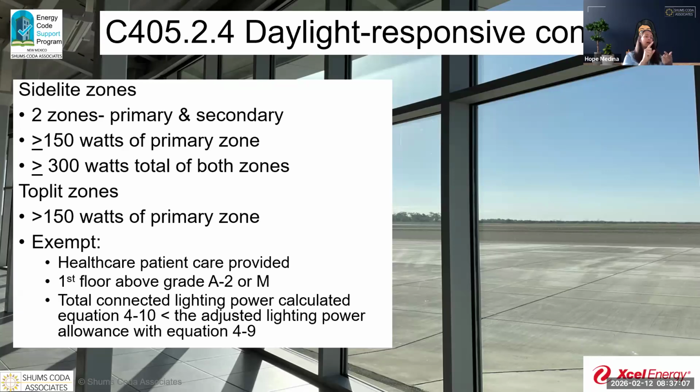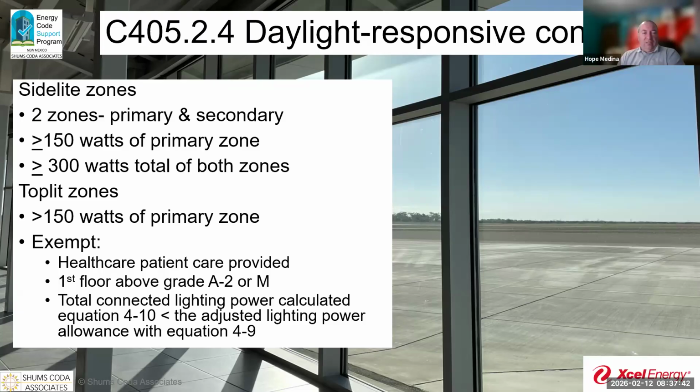We have our side lit daylight zones, and then you have your top lit daylight zones. When we talk about side lit zones, you're going to have a primary and a secondary zone. Basically, here's your primary, you double it over, and it's your secondary zone. In your primary zone, if you have 150 watts of general lighting, it will trigger the requirement that daylight responsive controls must be included into the design.